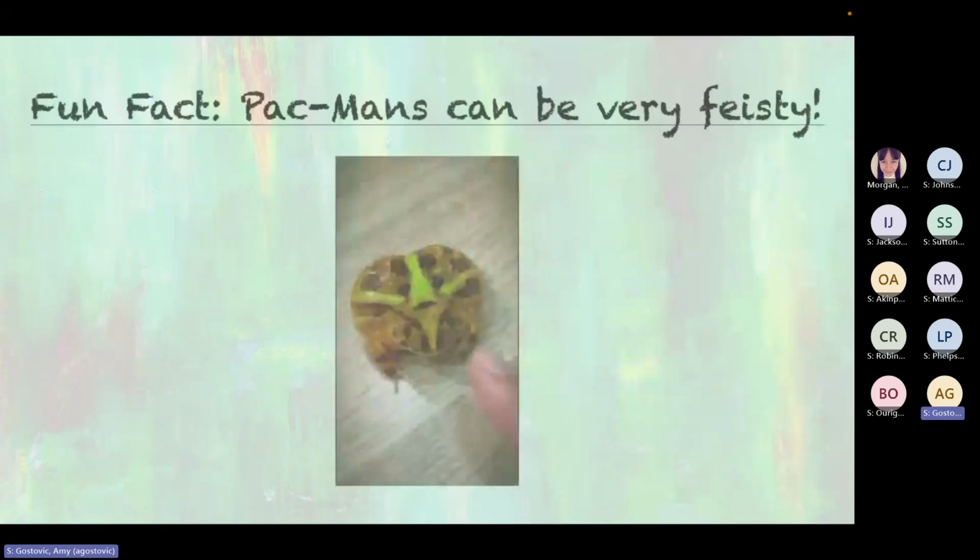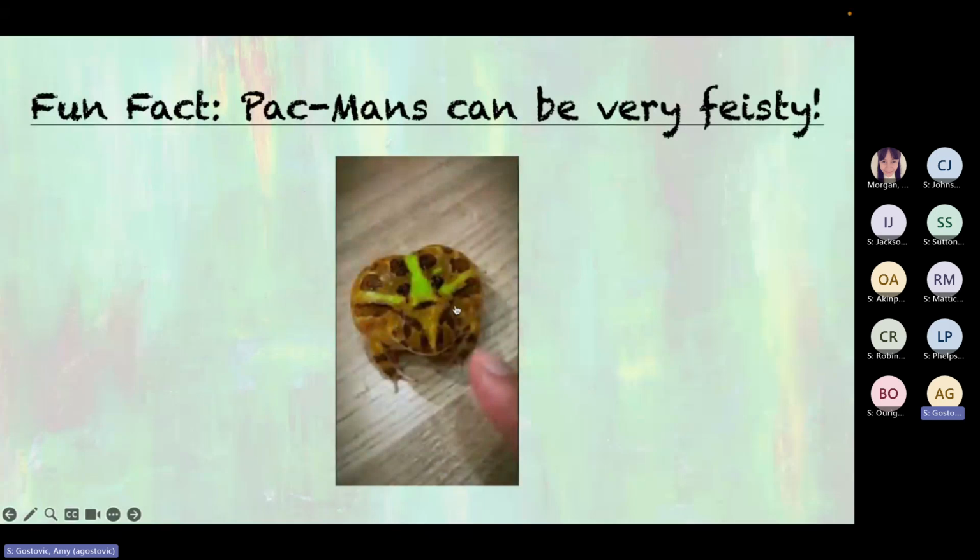And a fun fact about these frogs is that they can be very feisty.